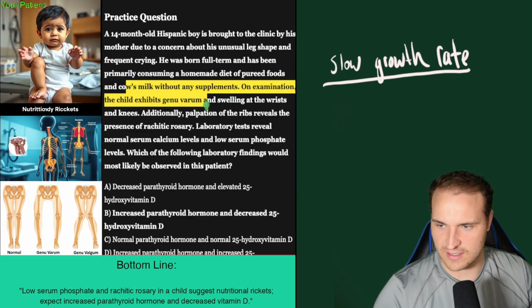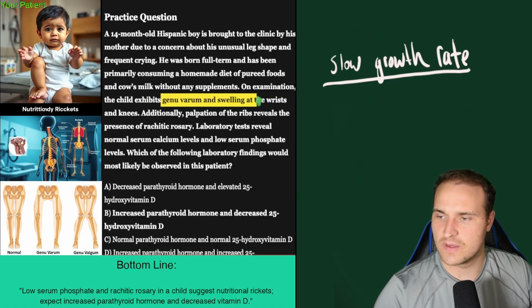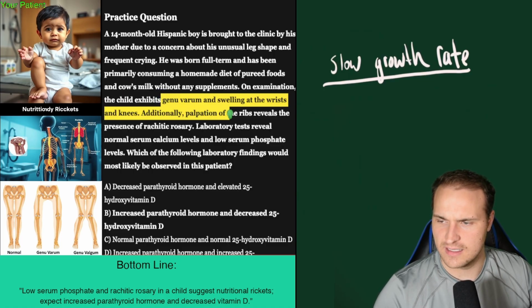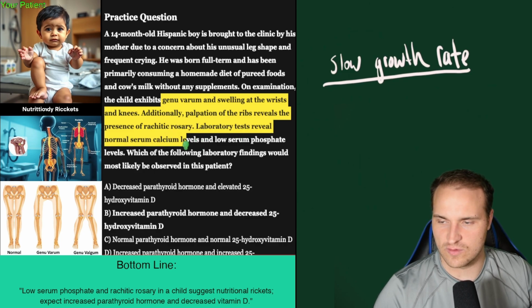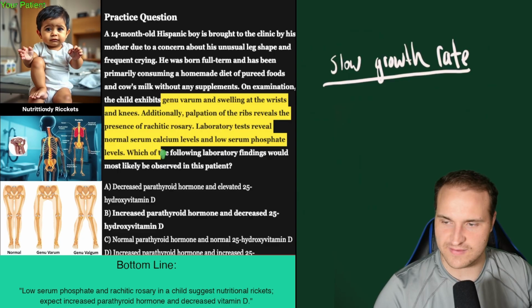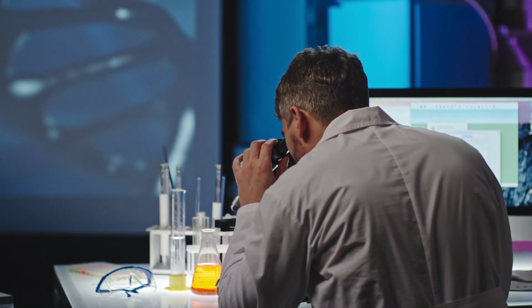On examination, the child exhibits genu varum and swelling of the wrists and the knees. Additionally, palpation of the ribs reveals a rheumatic rosary. Lab tests reveal normal calcium levels and low serum phosphate levels. Which of the following lab findings would be most likely observed in this patient?